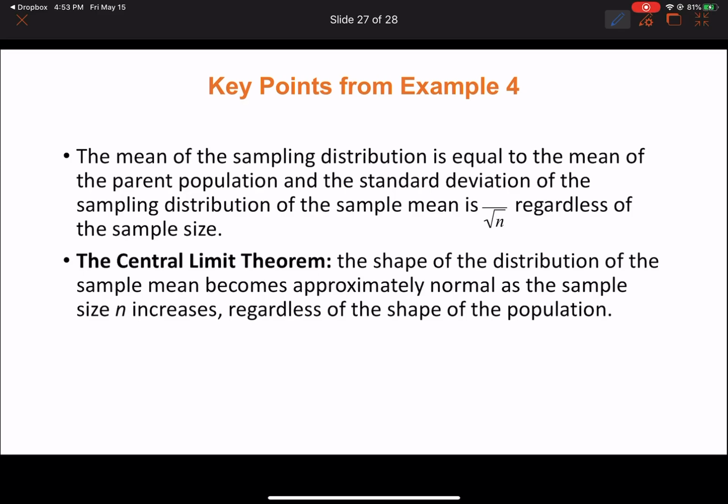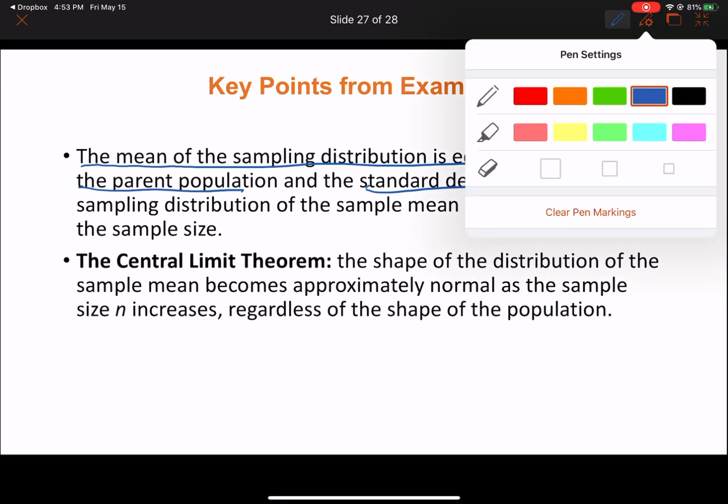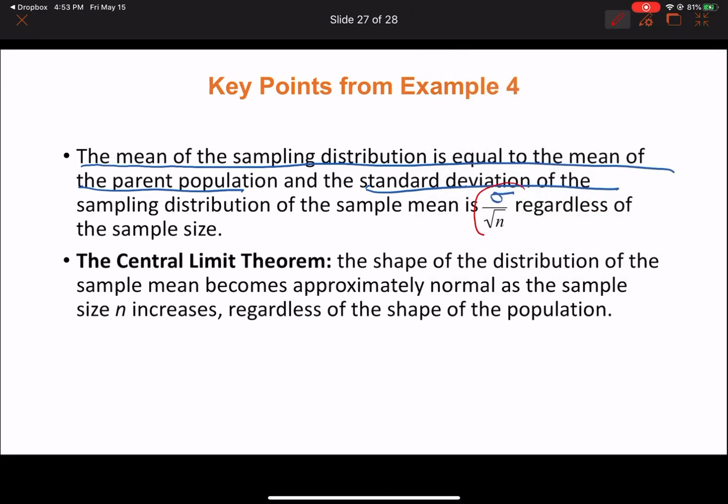Okay, so here are some key points. The mean of the sampling distribution is equal to the mean of the parent population. The standard deviation, we use this right here, is sigma divided by the square root of n, no matter what our population size or sample size is.